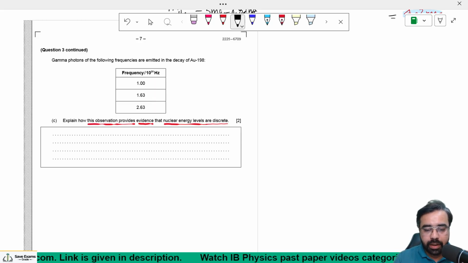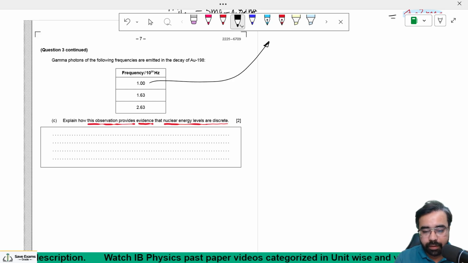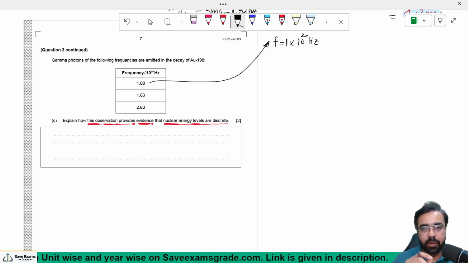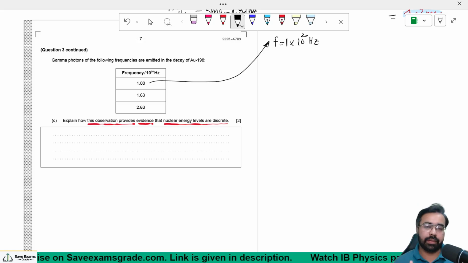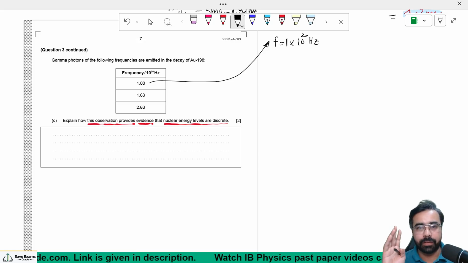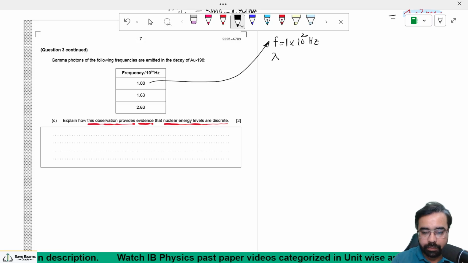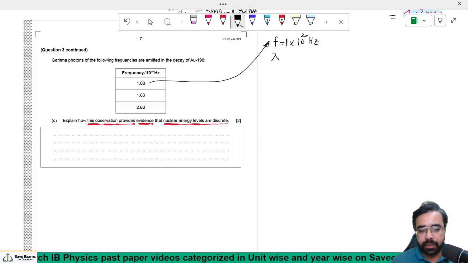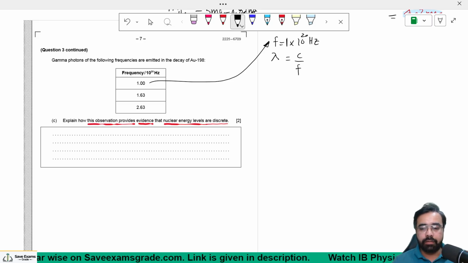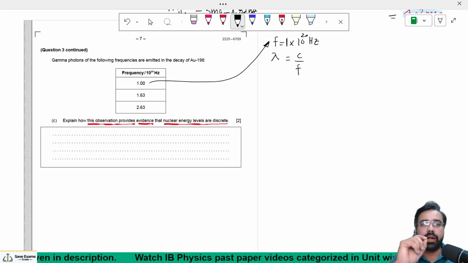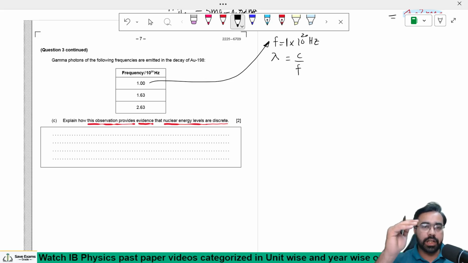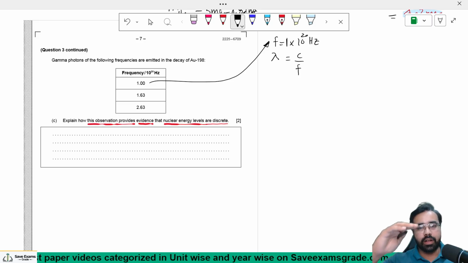Why am I saying it? Because if I consider this frequency, which is 1 multiplied by 10 to the power 20 hertz, it corresponds to one single wavelength, one single wavelength of the gamma. All right, so you can find that wavelength, which equals c over f. That wavelength will represent the wavelength of the photon when a nucleus of mercury jumps from one energy level to another energy level.